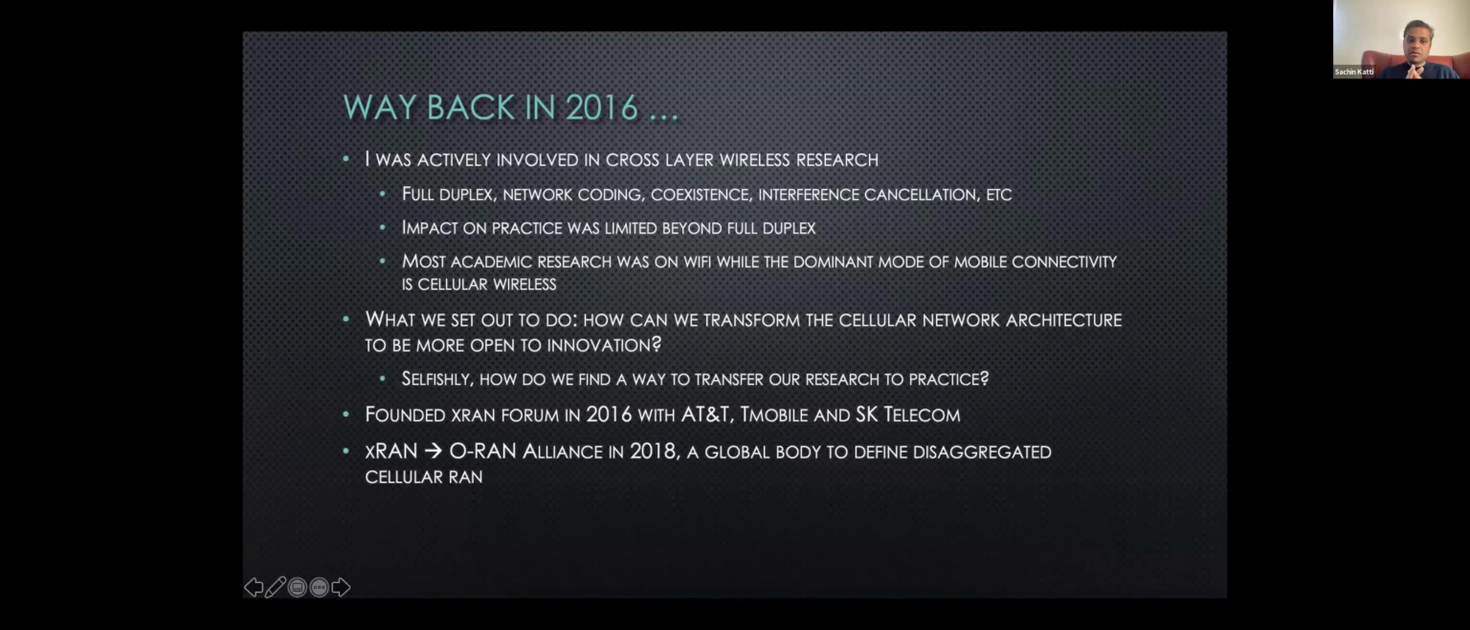So we founded what was then called the XRAN forum in 2016 with a few operators that were interested in pushing this: AT&T, T-Mobile, and SK Telecom. And there were a bunch of smaller network equipment vendors. None of the big vendors participated initially, right? So this was just about how we build such an architecture and a platform and transform as 4G becomes 5G.